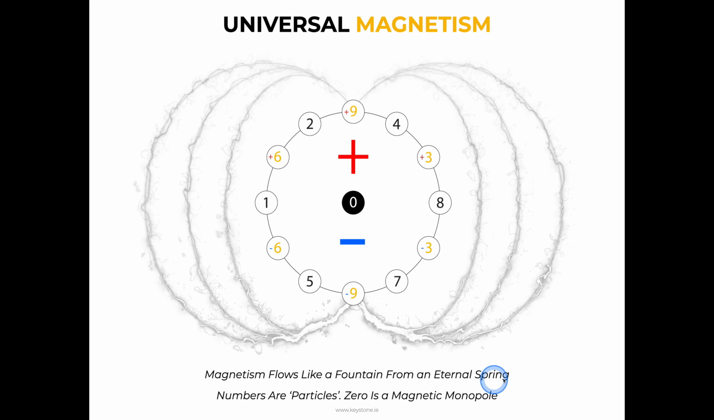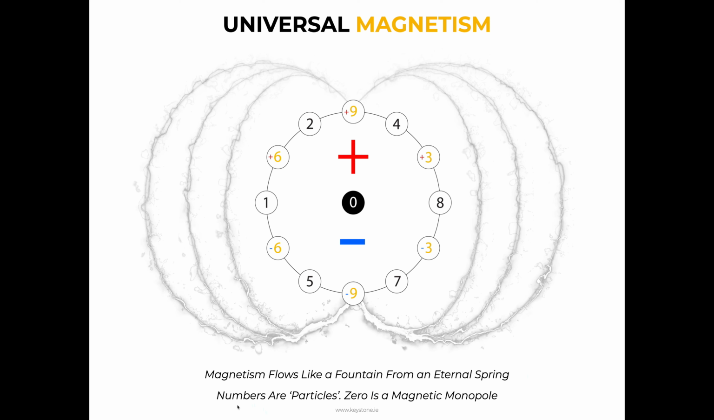Magnetism flows like a fountain from an eternal spring. Numbers are particles. They are mind particles. If you accept the Big Bang Theory, science's creation myth, then all energy was created from a 0 point. Therefore, 0, numbers, came first. Numbers are more fundamental than energy. The 0 point is a magnetic monopole.